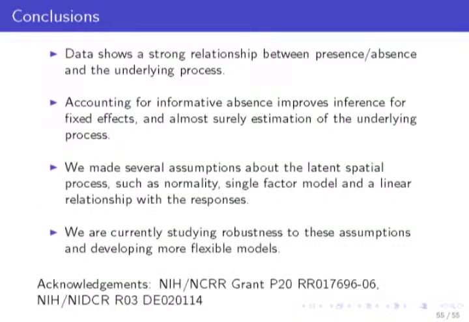Finally, we conclude, based on all these things, that the data shows a strong relationship between the presence, absence, and the underlying process. If you account for informative absence, it improves the inference for the fixed effects and almost surely the estimation of the underlying process. Now, we have made several assumptions about the latent spatial process. We have considered normality. There is a single factor which we assume is influencing all the responses as well as the missingness component, and also a linear relationship.